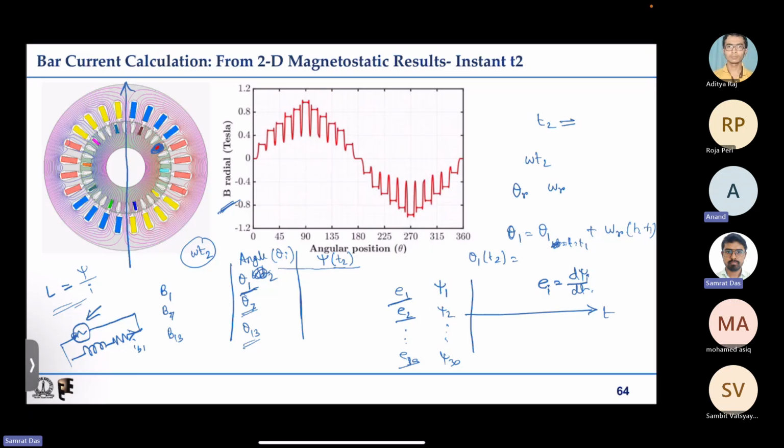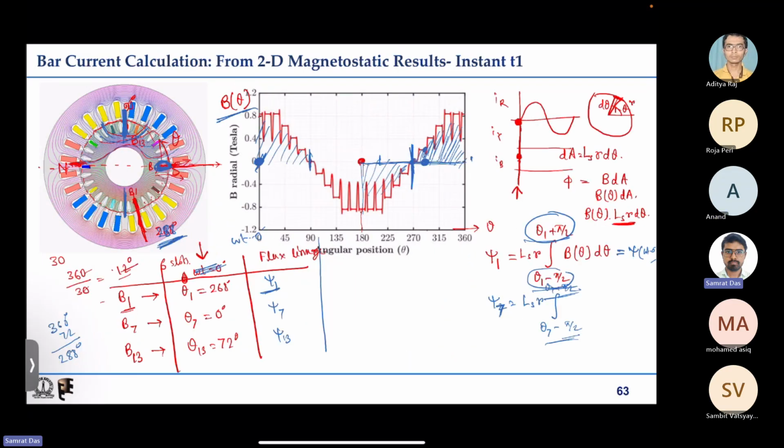Whatever we have discussed till now, in all the classes, there is only one flux excited. Like if I go back, whatever flux lines we are looking at here, that is stator flux only.